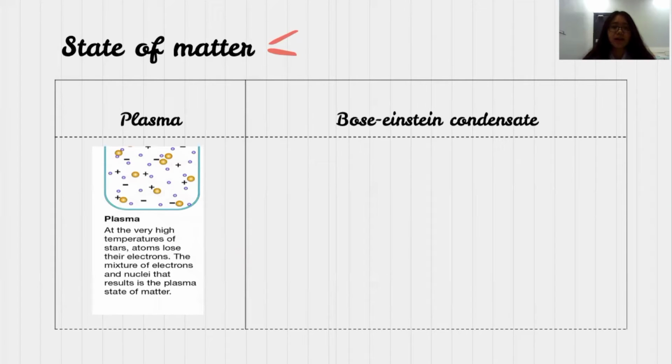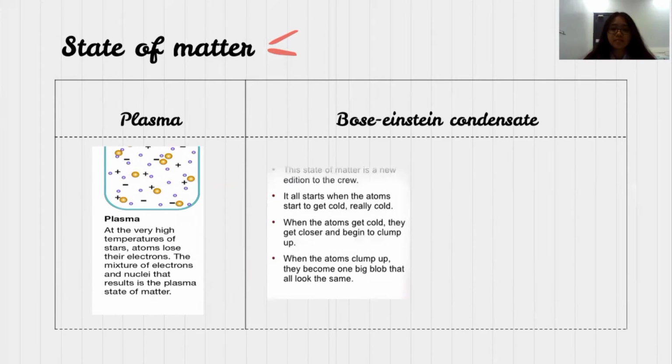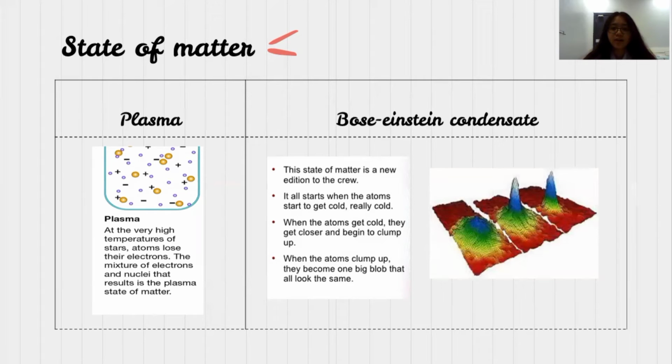Plasma. At the very high temperatures of stars, atoms lose their electrons. The mixture of electrons and nuclei that result is the plasma state of matter. Bose-Einstein condensate or BEC. This state of matter is a new addition to the crew. It all starts when the atoms start to get cold, really cold. When the atoms get cold, they get closer and begin to clump up. When the atoms clump up, they become one big blob that all look the same. Here are the examples of Bose-Einstein condensate.